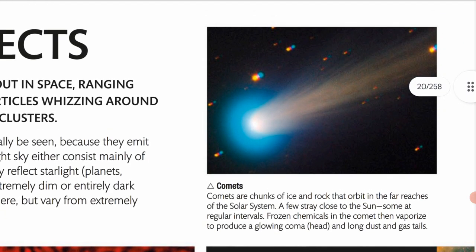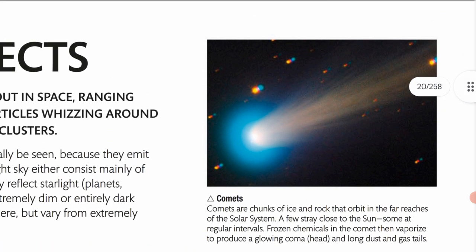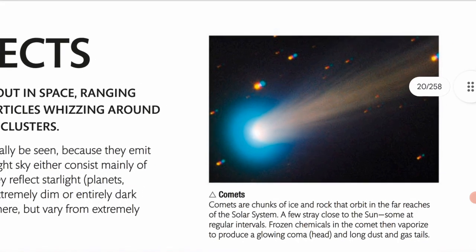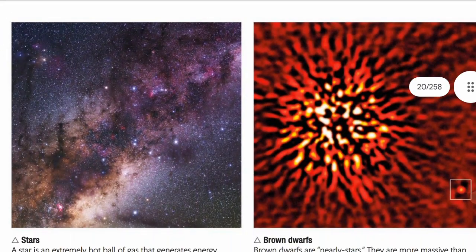First of all, we have the comets. These are icy chunks which vaporize. They have chemicals which vaporize to produce a glowing coma. They have one bright head and long tails of gas and dust.